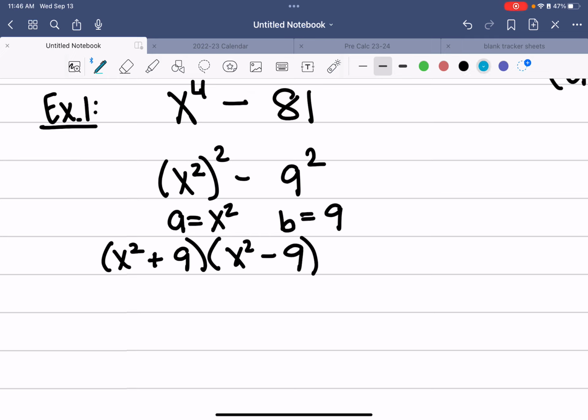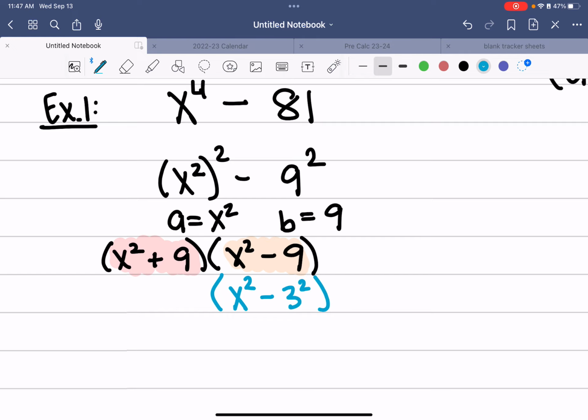Now I'm just going to identify, could I factor either of these factors farther? This factor here, this binomial, could not be factored any farther as it's not a difference of squares or a sum of cubes because there's no cube terms here. But this second one right here, this could be factored farther because it is a difference of two squares. Our first number is already squared, so we're just going to rewrite that. X squared is already squared. And we could rewrite 9 as 3 squared.